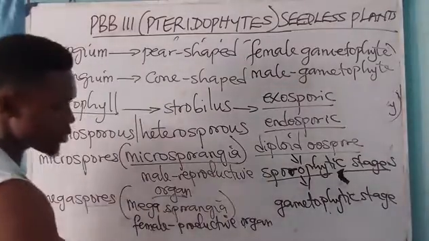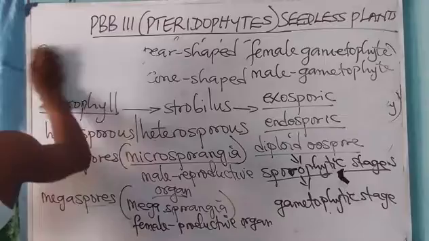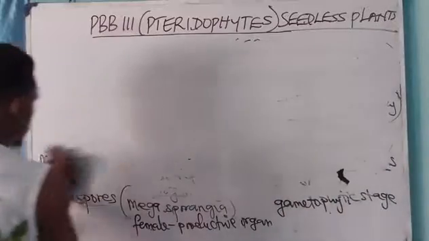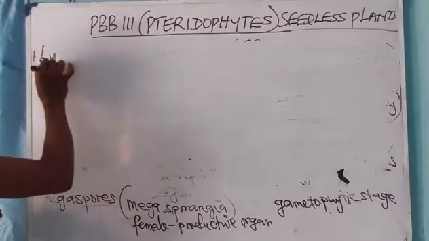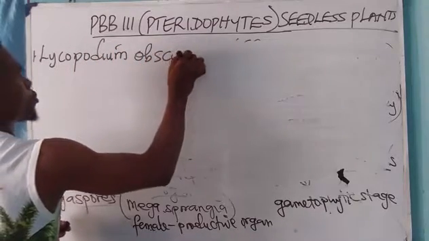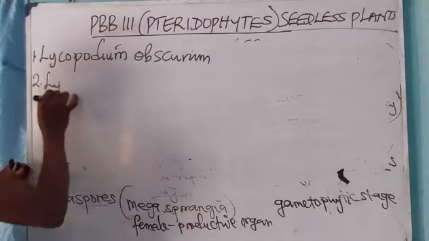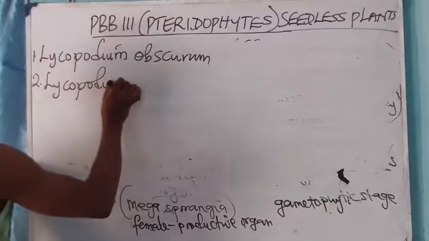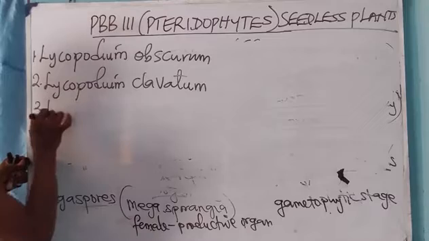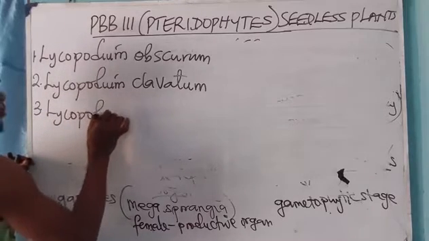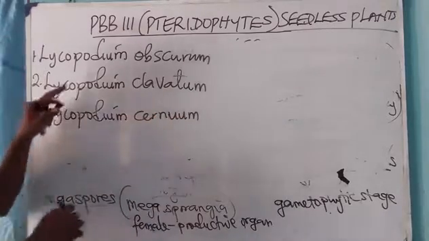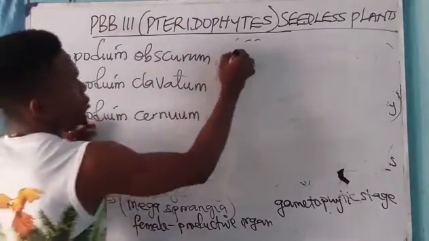Let me give you different species of Lycopodium. We have Lycopodium obscurum, and we have Lycopodium clavatum, and we have Lycopodium senum. So these are the three species of Lycopodium.